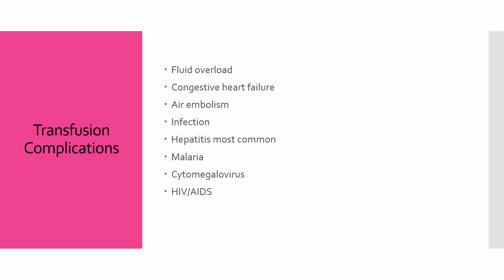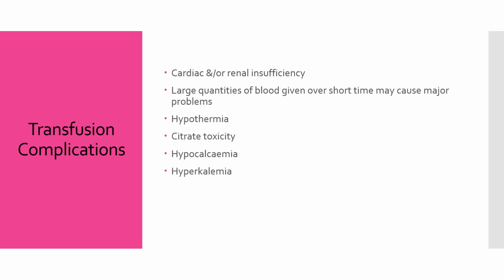Hepatitis is the most common complication. Blood is tested for hepatitis, but sometimes the screening doesn't allow for the time for it to seroconvert. Malaria, CMV, and HIV/AIDS are also potential problems, but all of those are pretty rare because the screening processes are so much better. Other complications, cardiac or renal insufficiency, and as I've already said, large quantities of blood can cause major problems.